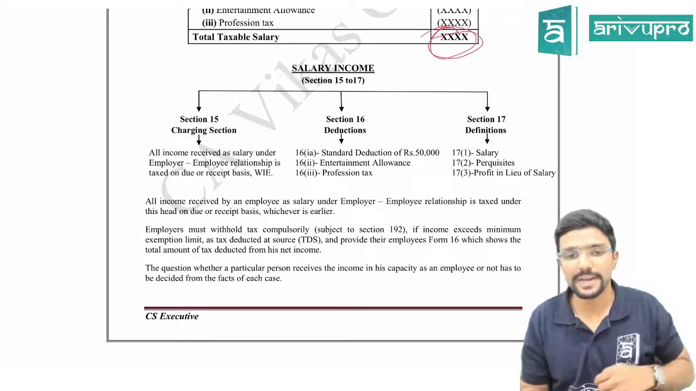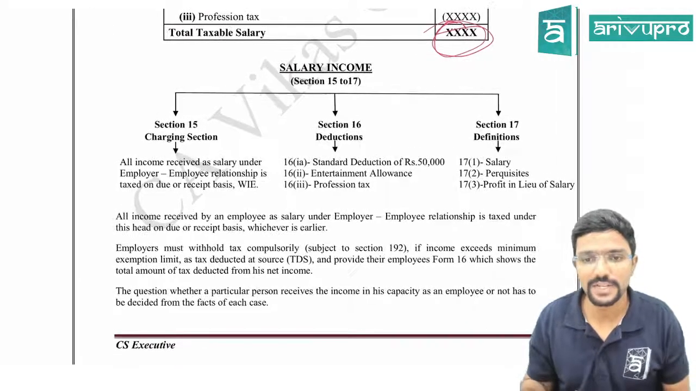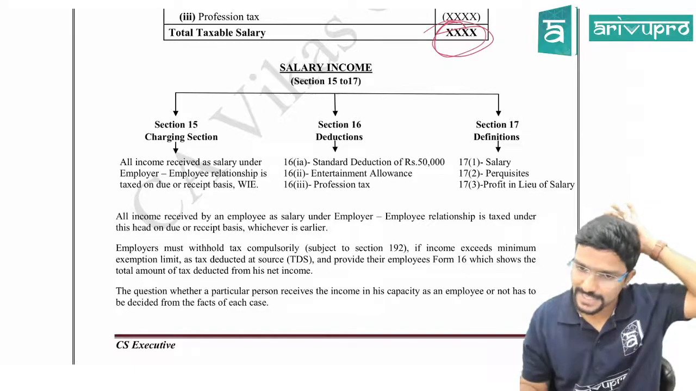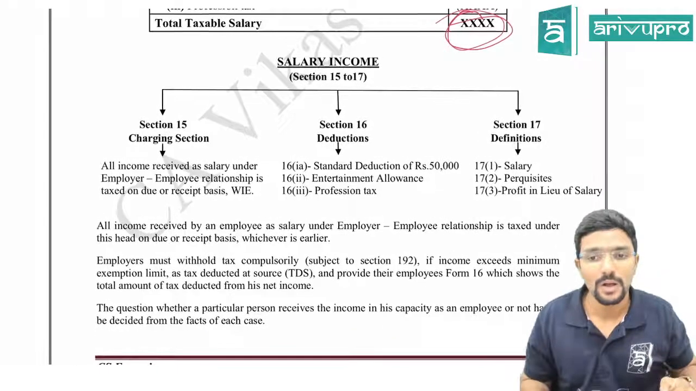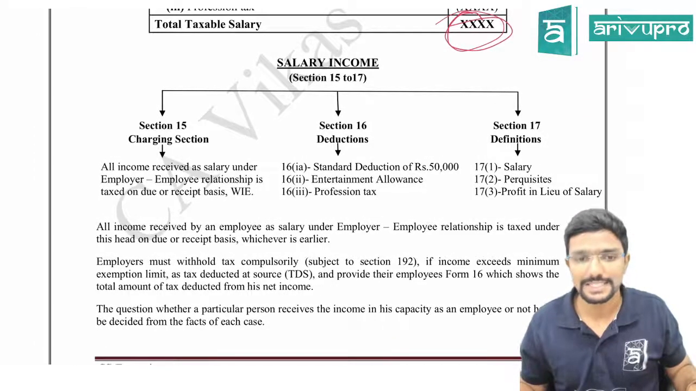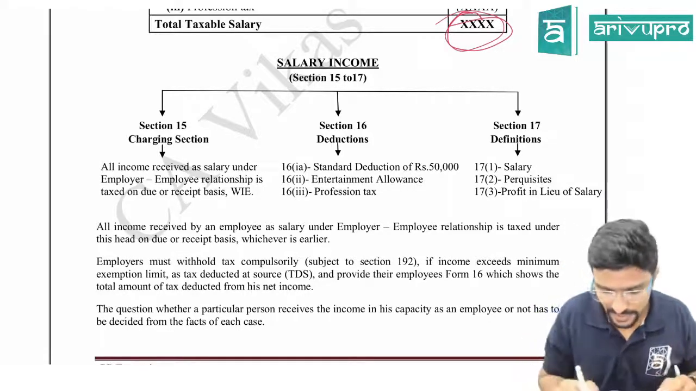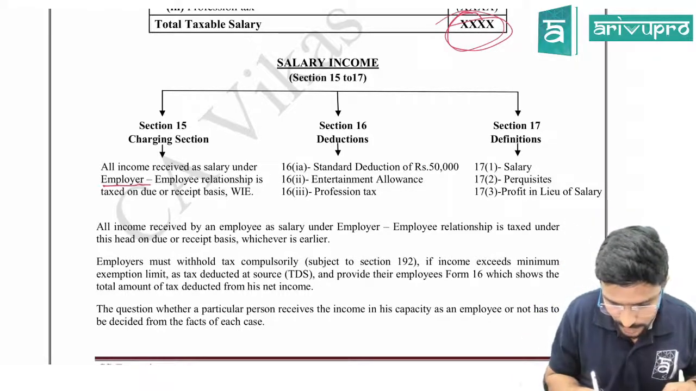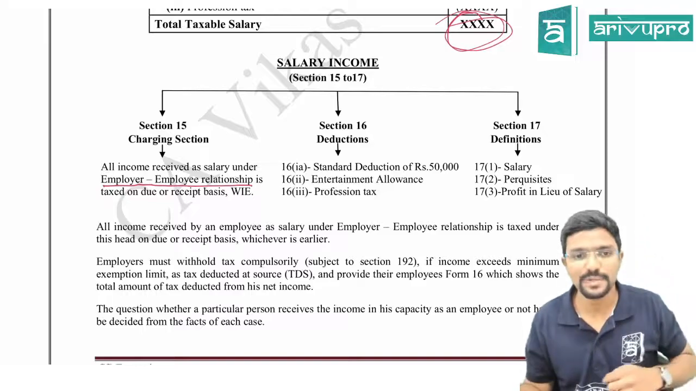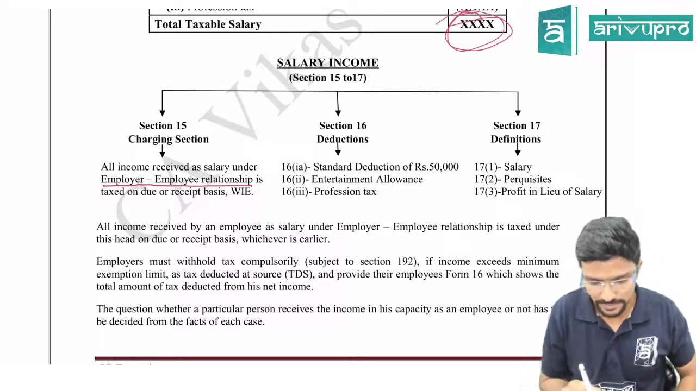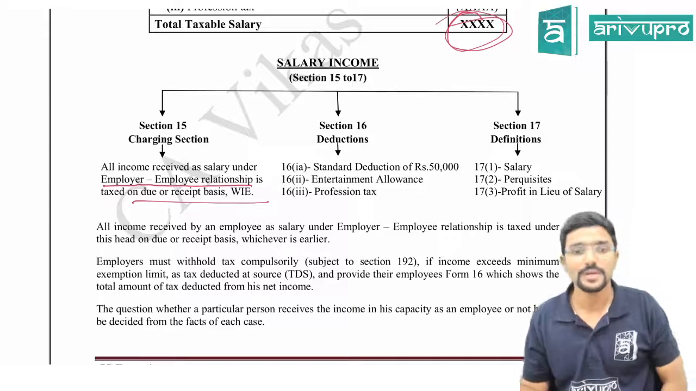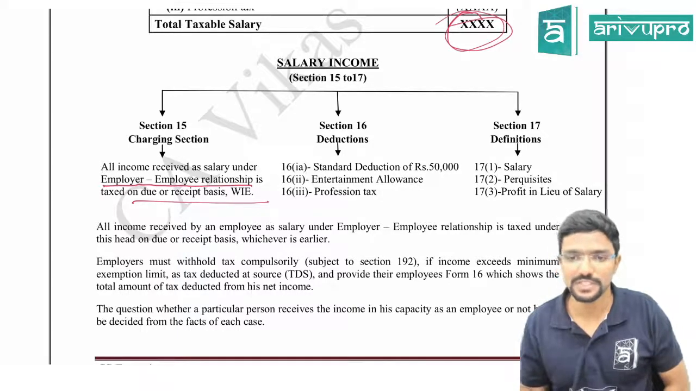Salary income, please pay attention. There are 3 sections, guys: 15, 16, 17. 15 is the charging section, which tells that all income received as salary under an employer-employee relationship is taxed. This is very important: there should be an employer-employee relationship. It is taxed on due or receipt basis, whichever is earlier.